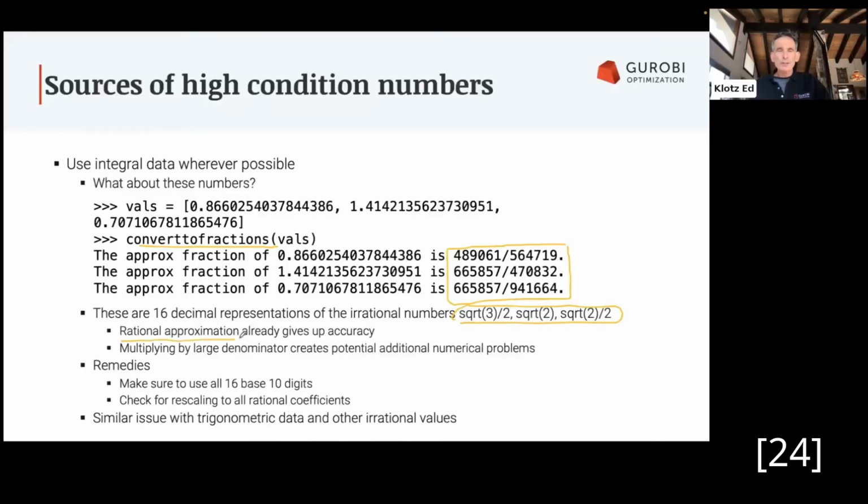All floating point numbers are rational in 64 bits or any other finite bit precision. So we are going to give up some accuracy, but again, we do want to go with 16 decimal places. So make sure to use all 16 base digits. So that was Ed Klotz, one of the most knowledgeable people in the world when it comes to linear programming.